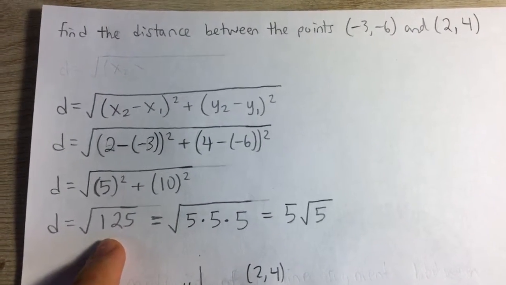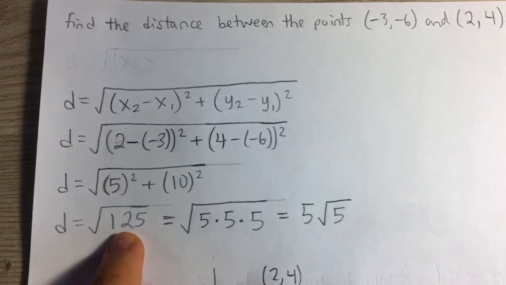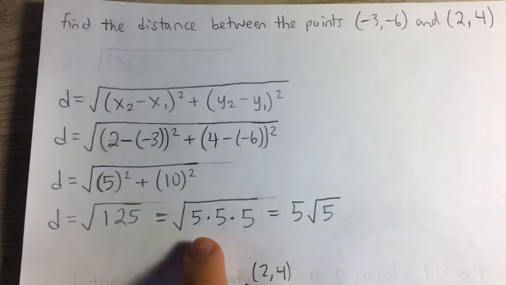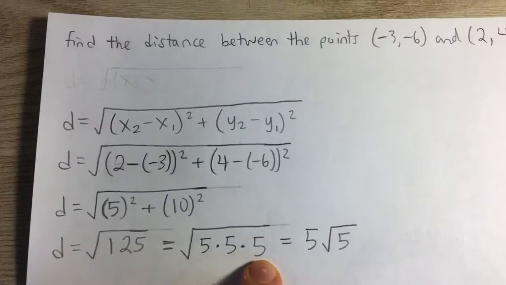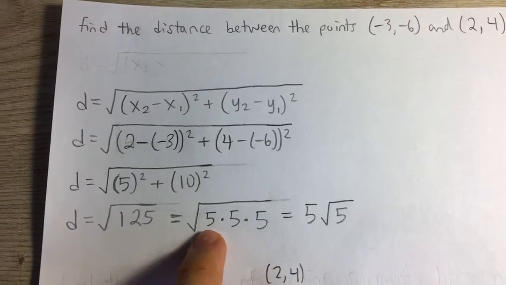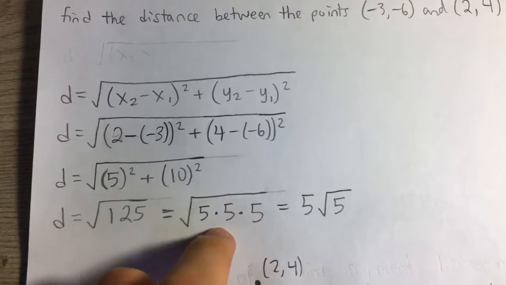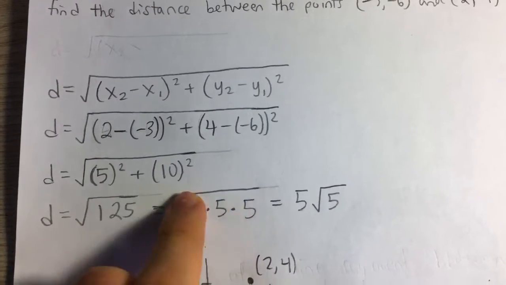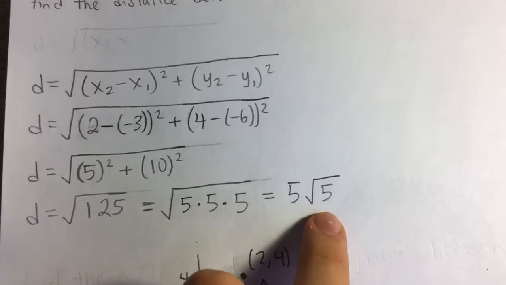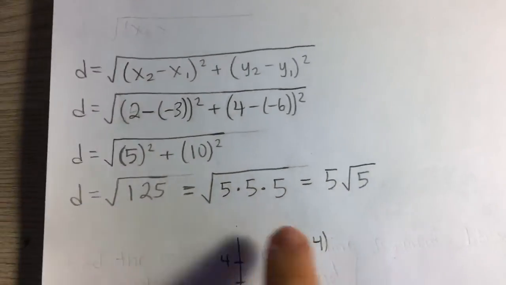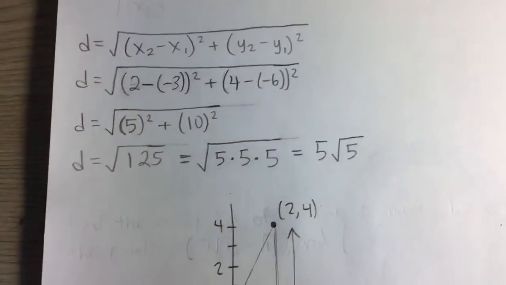And to simplify this, we can break 125 up into its prime factors, which is 5 times 5 times 5. And we see that we have 5 times 5, which is 5 squared. The square root of 5 squared is just 5, so we can essentially bring the 5 out into the front. And so our simplified answer for the distance is 5 times the square root of 5.